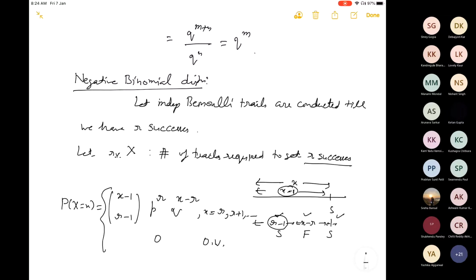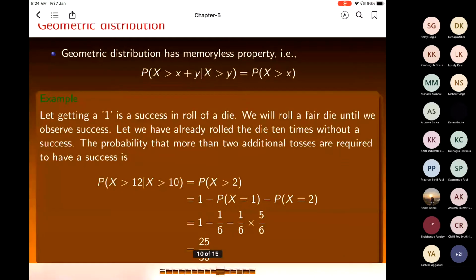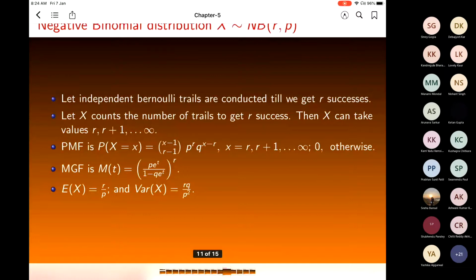Okay, so this is the negative binomial distribution. X is said to be negative binomial with the parameters r, p. Here also we can find out the mean. And why did we assume that the last one is a success?